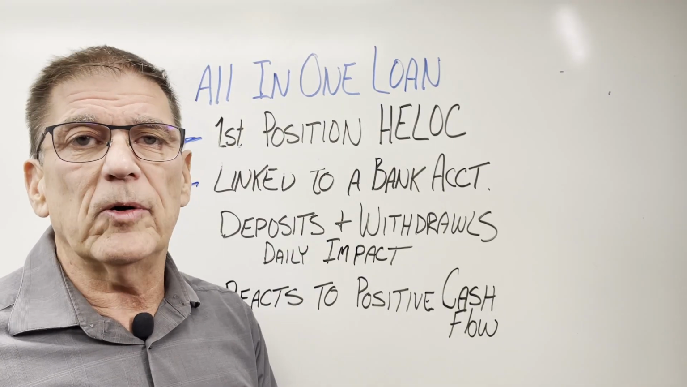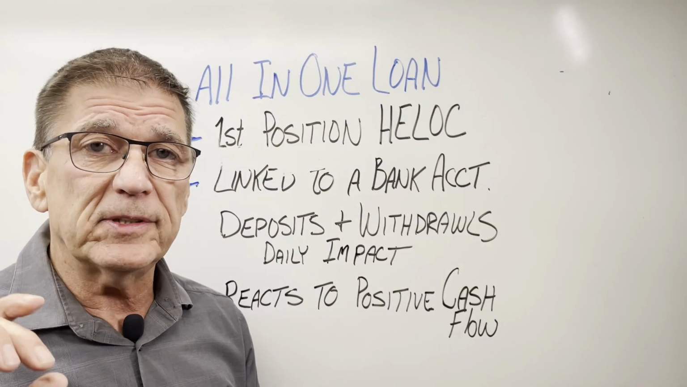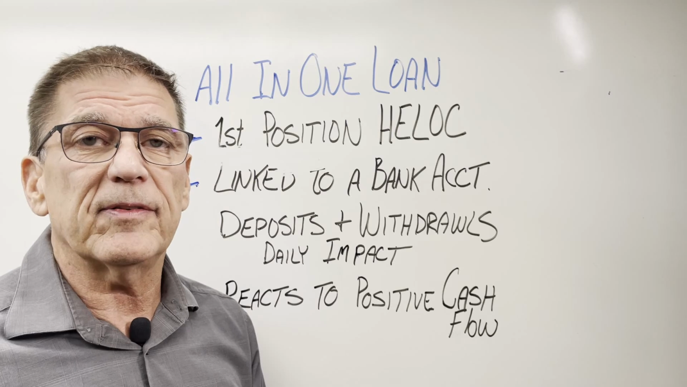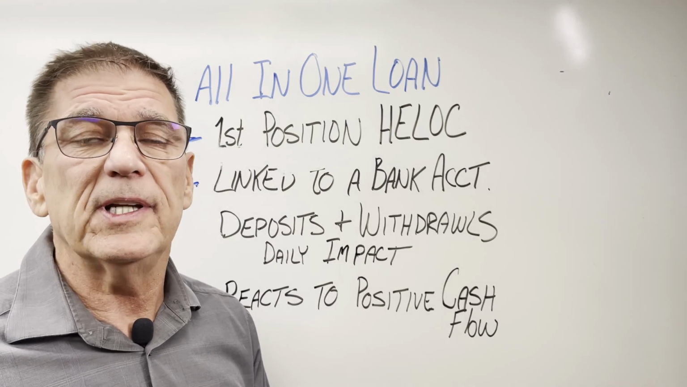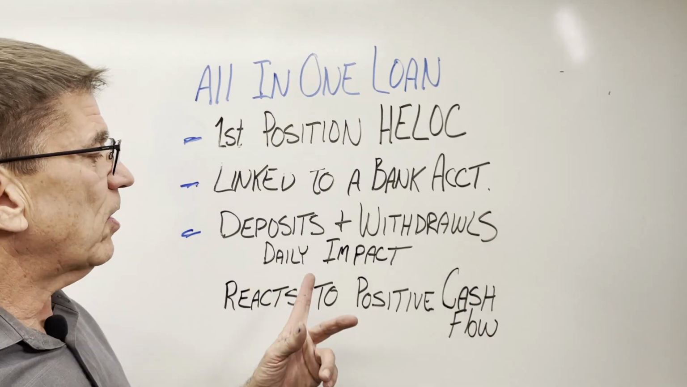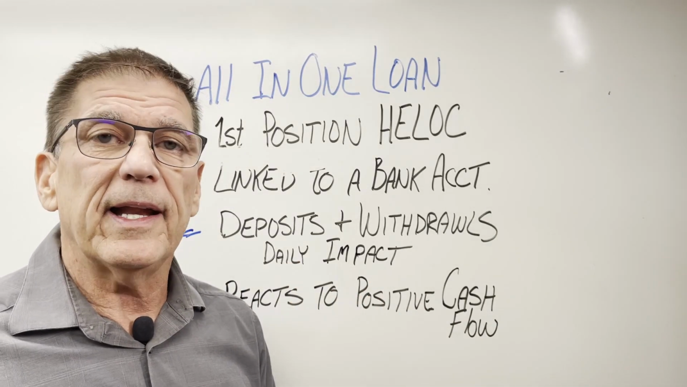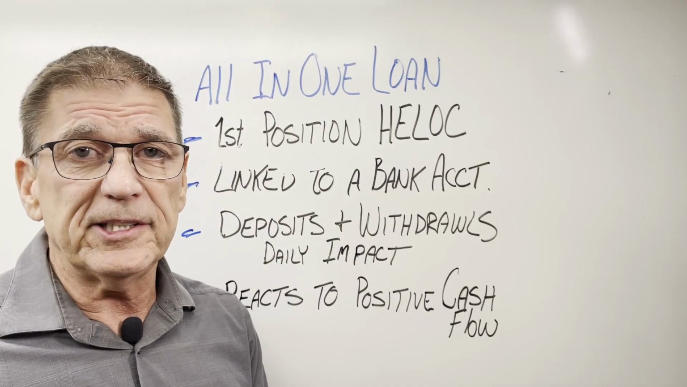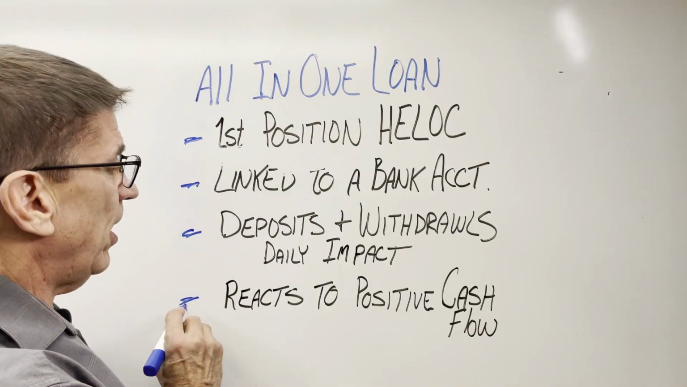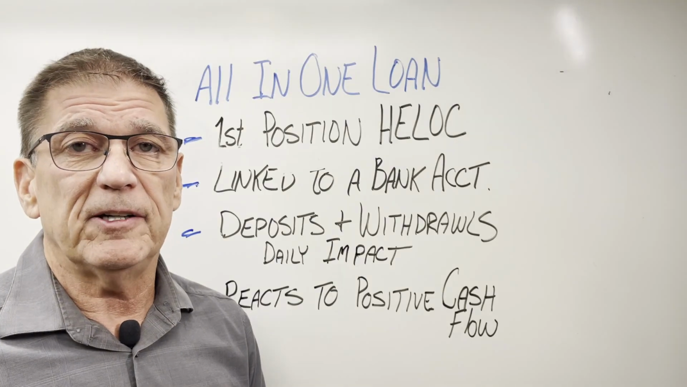It is the only loan I know that will allow you to make a deposit, drop the balance of the line of credit by the amount of the deposit, and calculate interest after that. In other words, it pays principal first and then calculates interest second. So those deposits and withdrawals have a daily impact on the balance of the line of credit and hence on the interest rate calculation, and it reacts to positive cash flow in a very positive manner, which I'm going to explain in the next session for you.